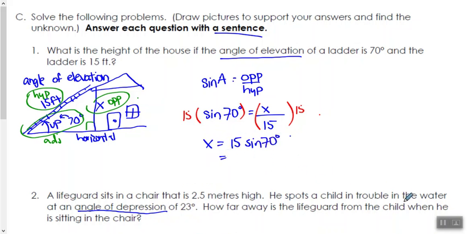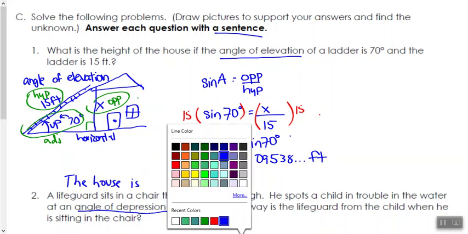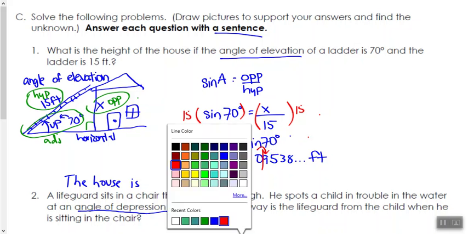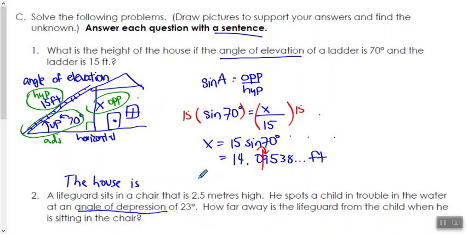So 15 times sine 70 into your calculators, and you should get 14.09538, and so on and so forth, feet. So we find out that the house is, and then let's once again round to the nearest decimal place, 14.1 feet tall or high.